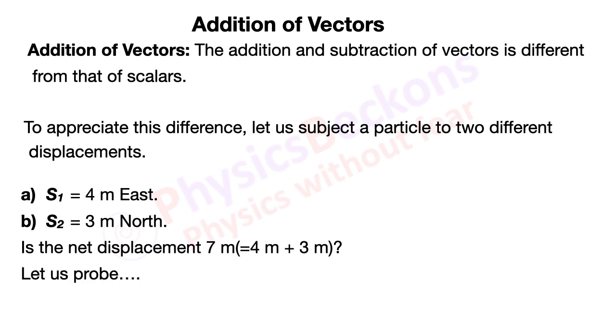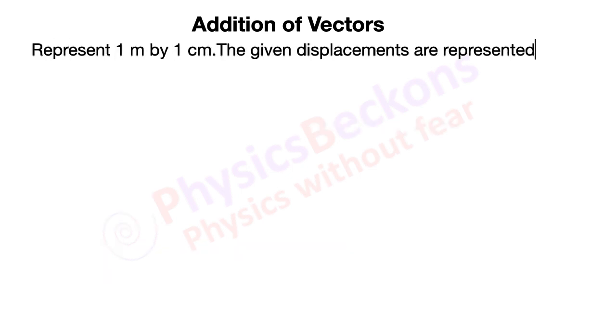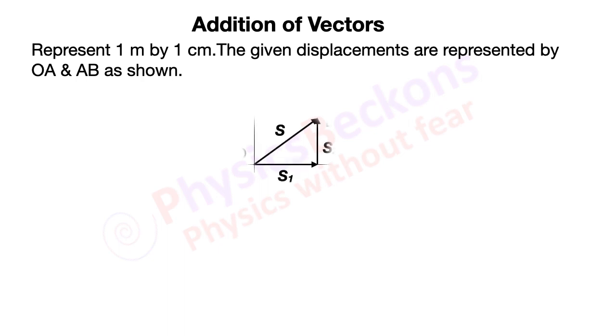Let's probe this. So we'll take a particle and subject it to two different displacements. For the purpose, let's represent 1 meter by 1 centimeter. The given displacements are represented by OA and AB as you can see in this diagram.